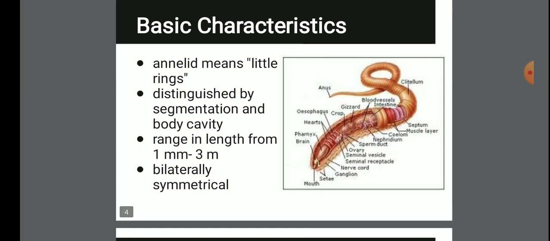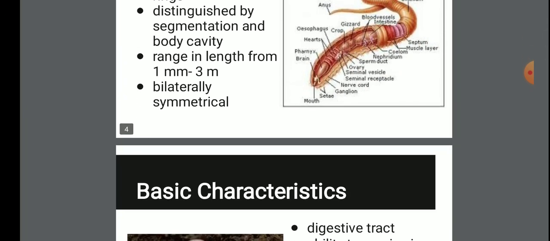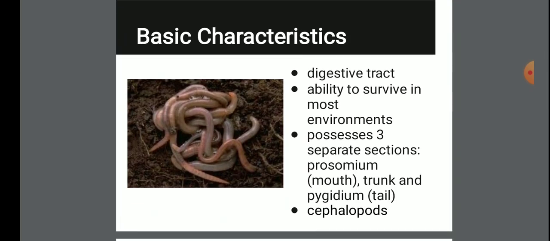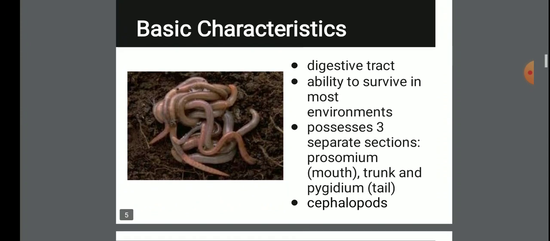The basic characteristics of annelids. Annelid means little rings, distinguished by segmentation and body cavity, ranging in length from 1 mm to 3 meters. They are bilaterally symmetrical, with a digestive tract and the ability to survive in most environments. The body possesses three separate sections: prostomium, that is the mouth part, trunk, and pygidium, that is the tail.